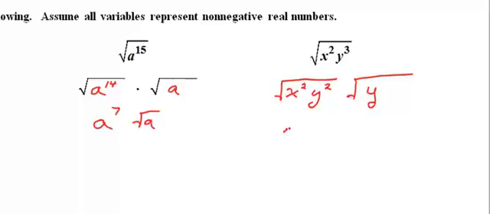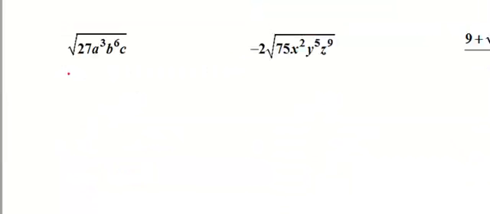And now we've engineered this so we could take the square root. So we have x to the 2 divided by 2 power, and we get 1. We have y to the, and our exponent is divide this by 2, and we get 1. And we keep our square root of y.